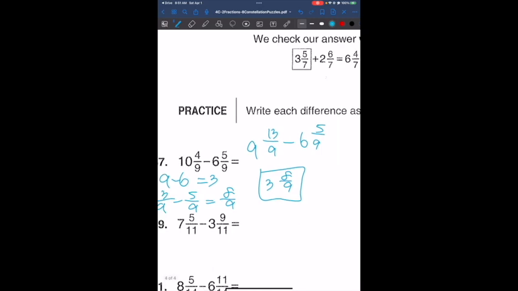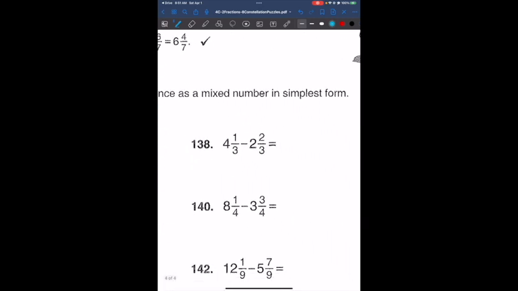And then we're going to look at our next problem. I want you guys to try solving problem 138 on your own, using the same concept of grouping the whole numbers together and the fractions together. I'll give you guys about 1 to 2 minutes, and then we're going to go over the explanation and solution together.